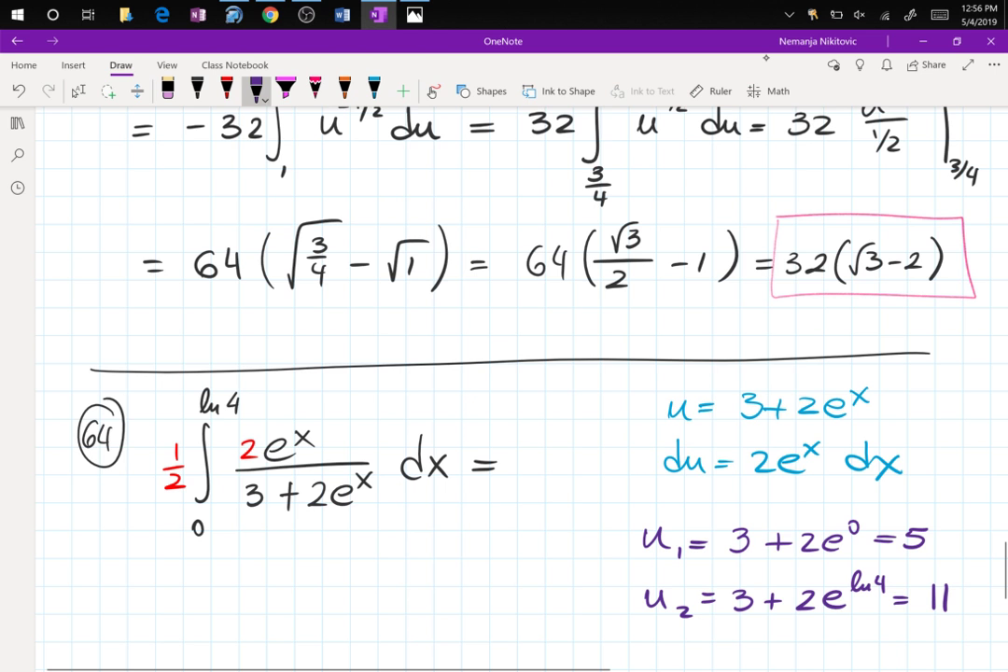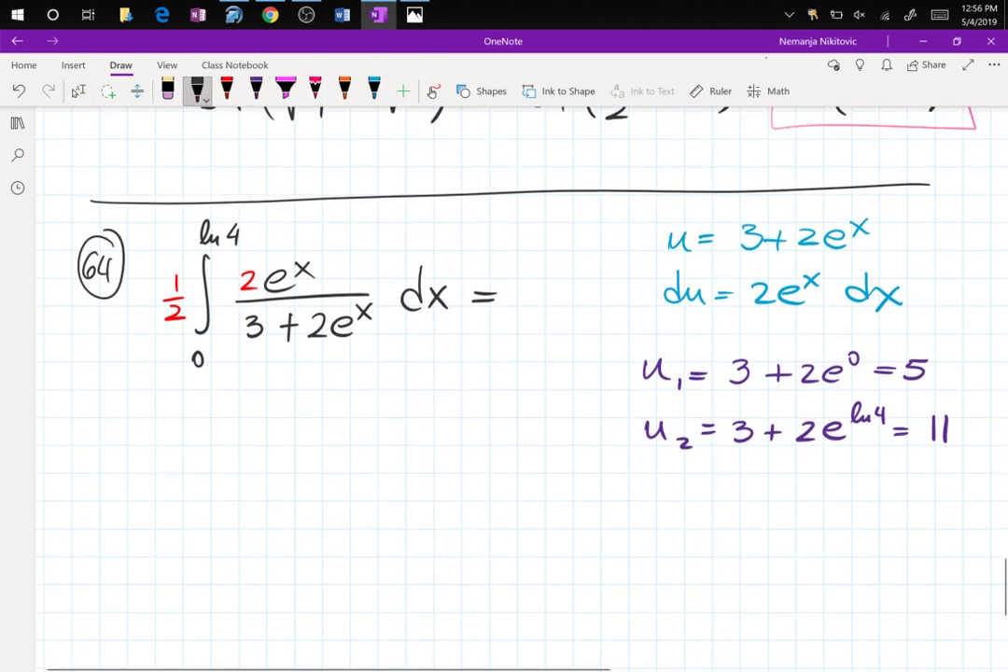So now I have 1/2 integral 5 to 11, and then I have 1 over u du. Now, what is the integral of 1 over u? What's the integral of 1 over u? Come on.